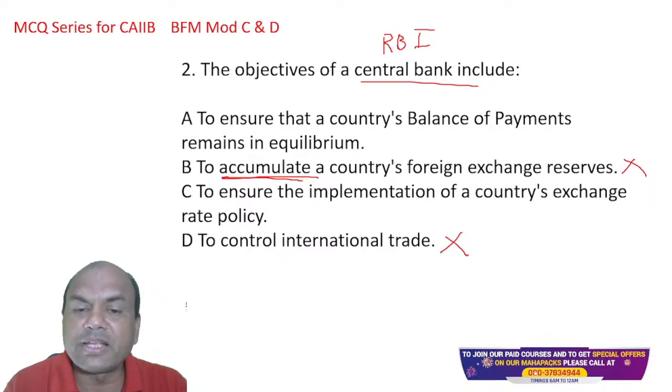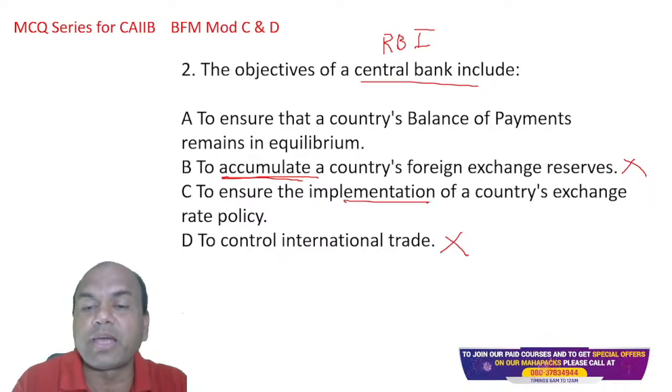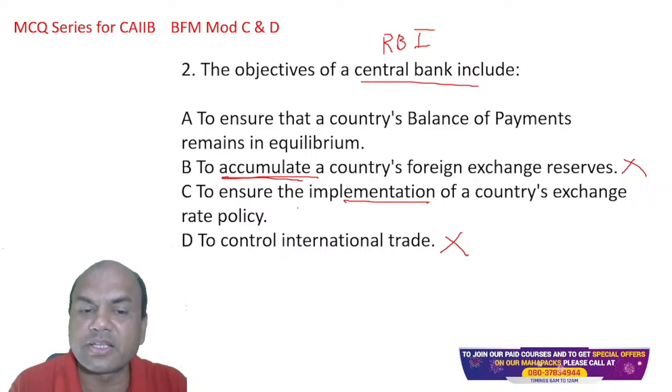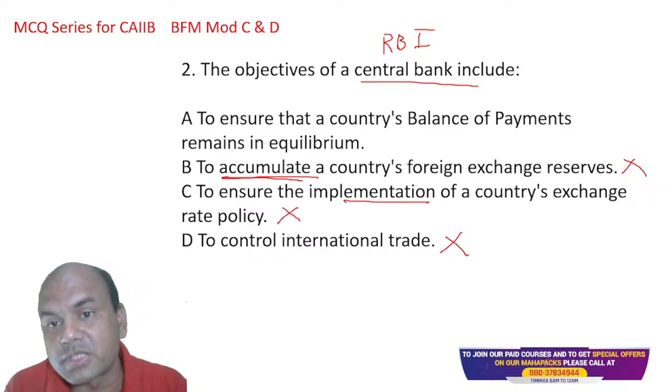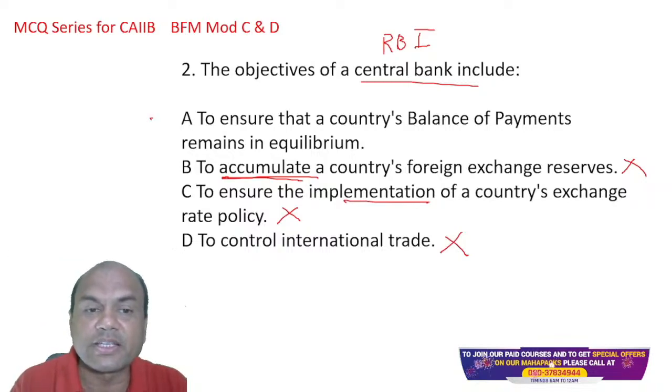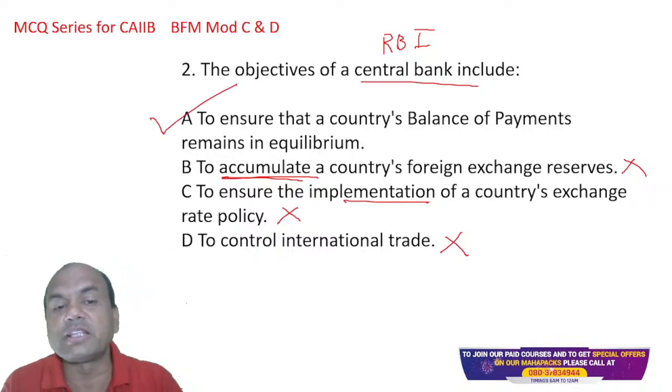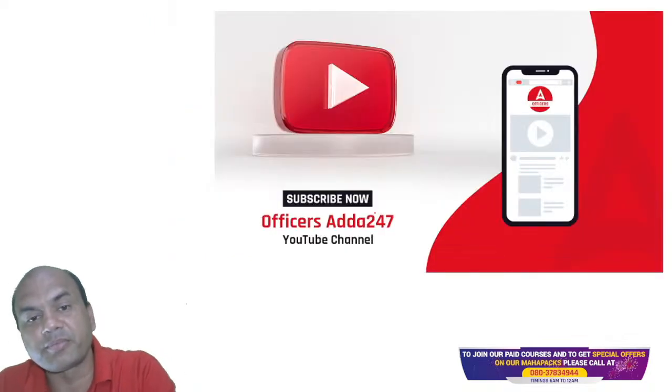See, this implementation depends on individual banks. Whatever policy is there, that is done by individual banks. That is not done by RBI. RBI gives the policies. So the answer is A: to ensure that the country's balance of payment remains in equilibrium.